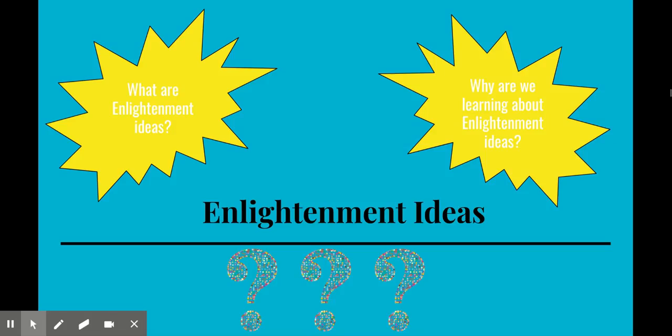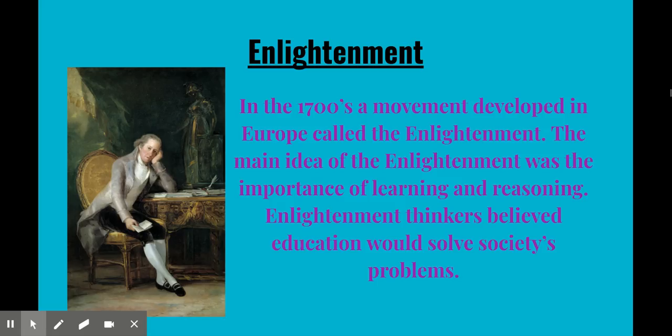Now let's discuss Enlightenment ideas. Enlightenment ideas are ideas that came from European and American thinkers in the late 17th and 18th centuries that included new ways of thinking. Enlightenment ideas are important because they shaped future thoughts, many that are still around today. The main idea of the Enlightenment was the importance of learning and reasoning. Enlightenment thinkers believed education would solve society's problems.